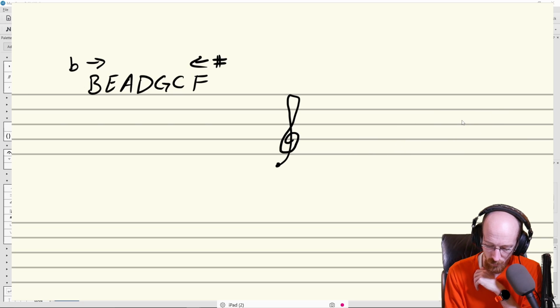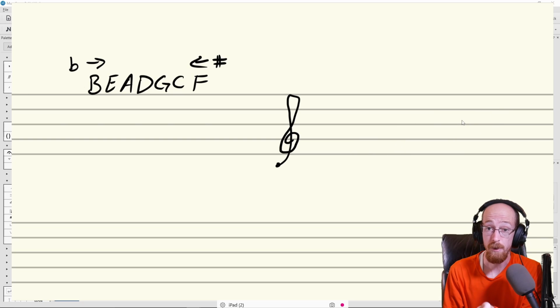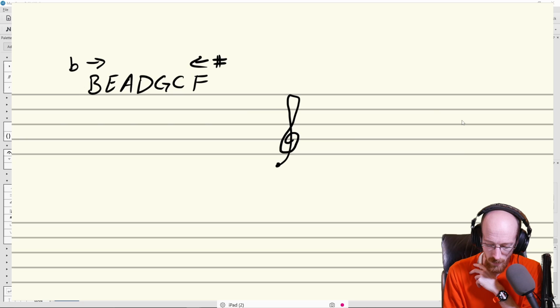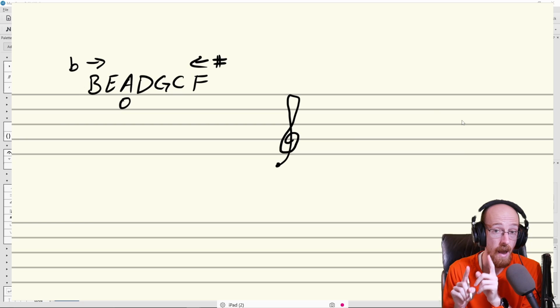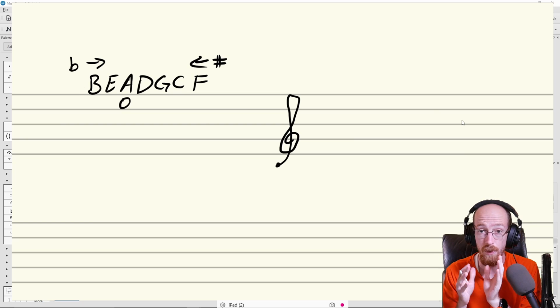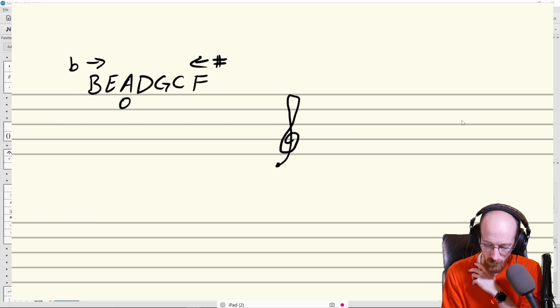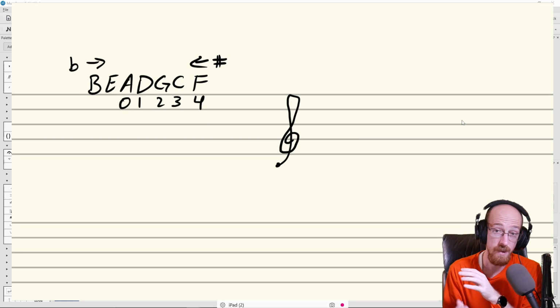Let's do, I don't know, F minor. So F minor would be, we start at A, because A natural minor has no sharps and no flats. So that's where we're starting. And you count over to F. So that's 0, 1, 2, 3, 4. So we see that F minor has 4 flats.